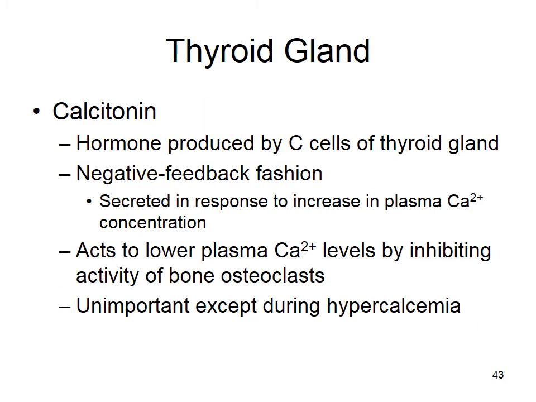Okay, calcitonin is the other hormone. That's a peptide hormone produced by the C cells of the thyroid gland. It's regulated in a negative feedback fashion. When blood calcium levels increase, calcitonin is released. So hypercalcemia, high blood calcium levels, causes the thyroid gland to release calcitonin. And calcitonin helps lower plasma calcium levels by inhibiting bone osteoclasts.